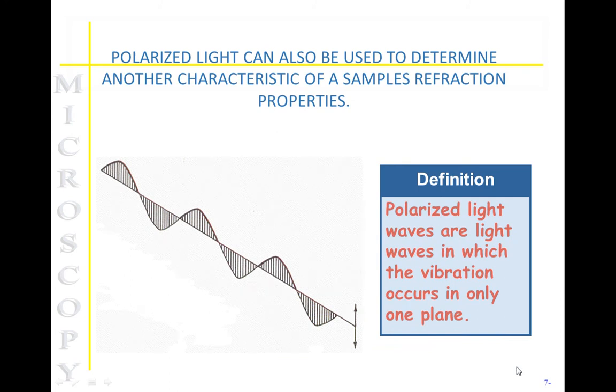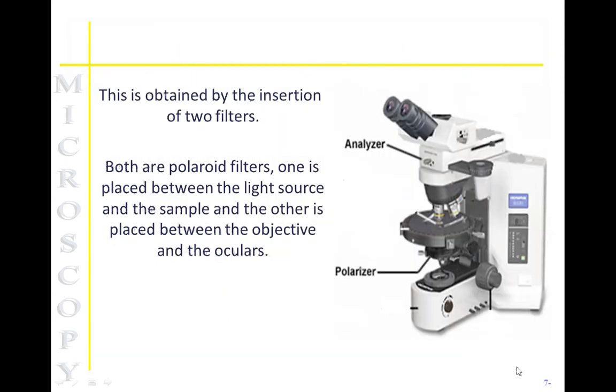When using a compound light microscope, the analyst also has the ability to use polarized light to examine samples and determine the refractive properties under polarized light. Polarized light is light that vibrates in only one plane. This is created by the insertion of two specialized filters into the optical light path of a compound light microscope. The Polaroid filters are placed directly below the sample, and then also another filter placed between the objective and the oculars.